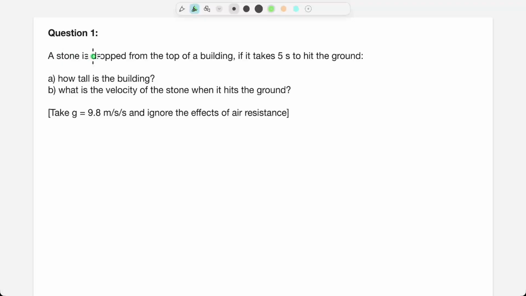So a stone is dropped from the top of a building, and if it takes 5 seconds to hit the ground, how tall is the building? And also, what is the velocity of the stone when it hits the ground? In this problem, we are going to take acceleration due to gravity to be 9.8 meters per second squared, and also ignore the effects of air resistance.